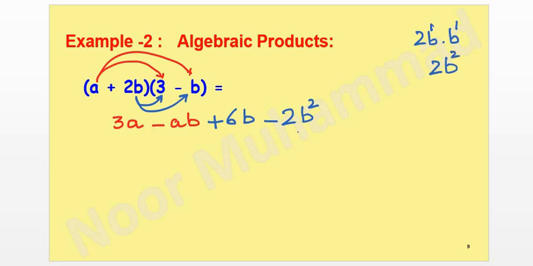So it becomes 2b to the power 2, or 2b squared. And we do not have any like terms here, so this will be our final answer.